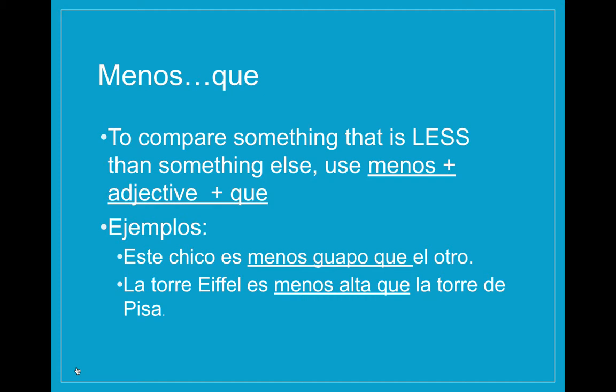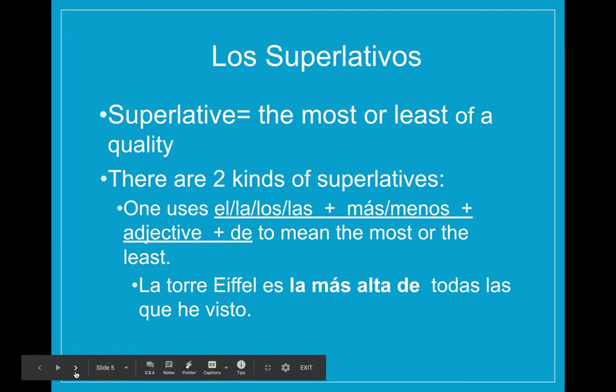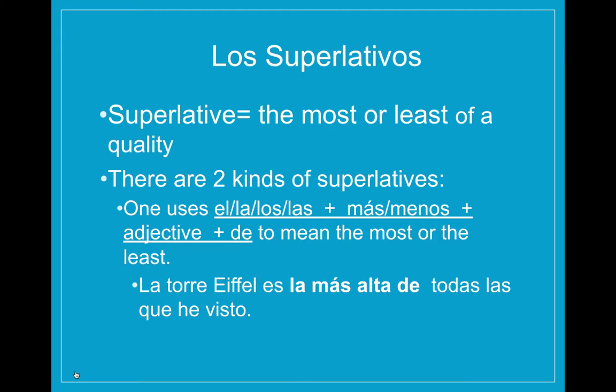So we have tan plus an adjective plus como to say as something as big as. We have más plus an adjective plus que to say more than, like bigger than, more big than. Then we have menos plus an adjective plus que to say less, whatever than. All right, so that's how we compare things to say that they're similar or different. But our next thing is superlatives, and that's when we say something is the most or least. So instead of saying he is smarter than the other guy, we want to say he is the smartest.